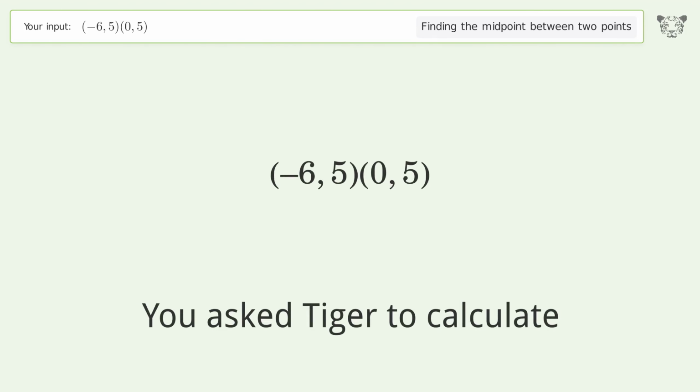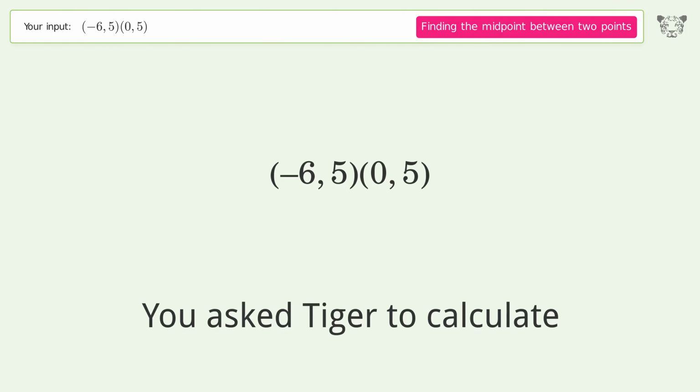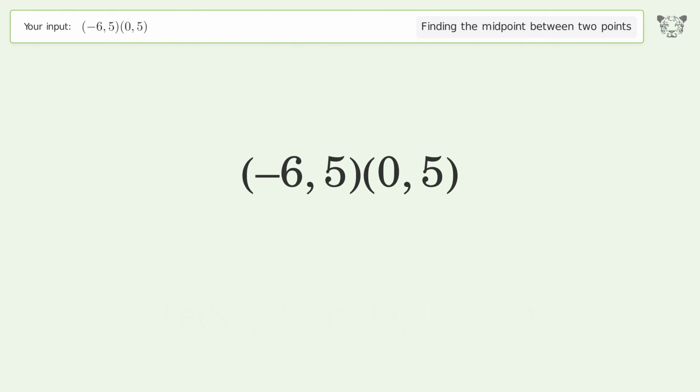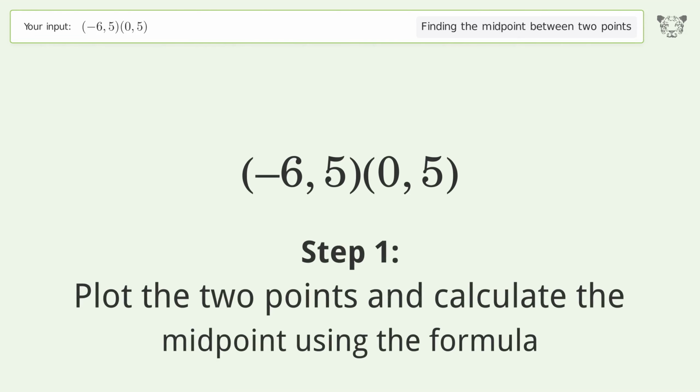You ask Tiger to calculate. This deals with finding the midpoint between 2 points. The midpoint between the 2 points is -3, 5. Let's solve it step by step. Plot the 2 points and calculate the midpoint using the formula.